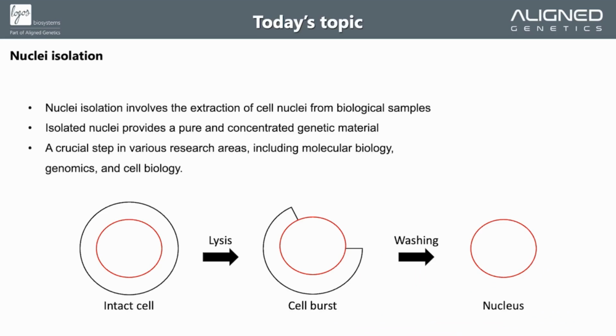Okay then, let's talk about today's topic, nuclei isolation. It is a crucial step in various research fields, such as molecular biology, genomics, and cell biology research. Nuclei isolation involves extracting cell nuclei from biological samples like tissues or in vitro cell samples. These isolated nuclei provide pure and concentrated genetic materials. The process overall involves lysing intact cells, followed by a washing step and filtering to obtain the extracted nuclei without contaminations from the biological samples.